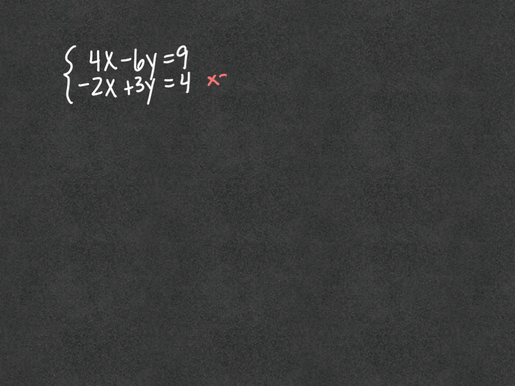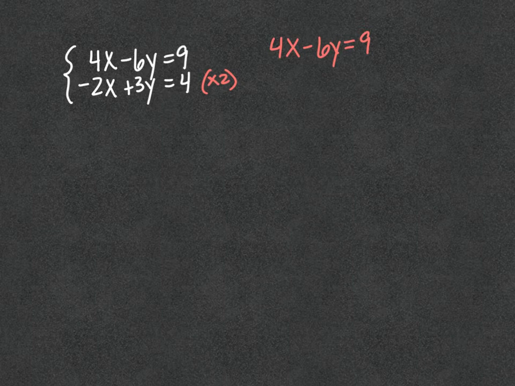So I'm going to multiply this whole equation by 2. Let me rewrite the top one over to the side here. I didn't do anything to that. Now let me rewrite the bottom equation with my multiplication by 2 to every term here. So times 2 to -2x gives me -4x. Times 2 to positive 3y gives me positive 6y. And times 2 to the 4 gives me 8.